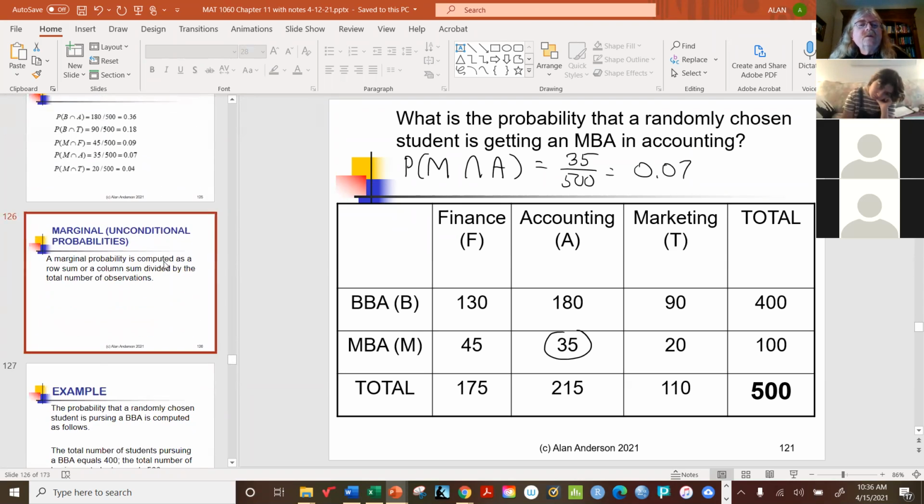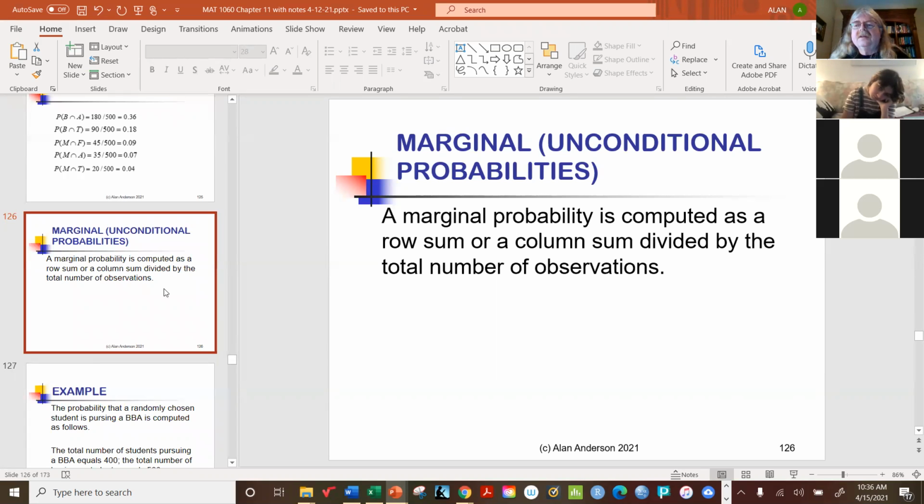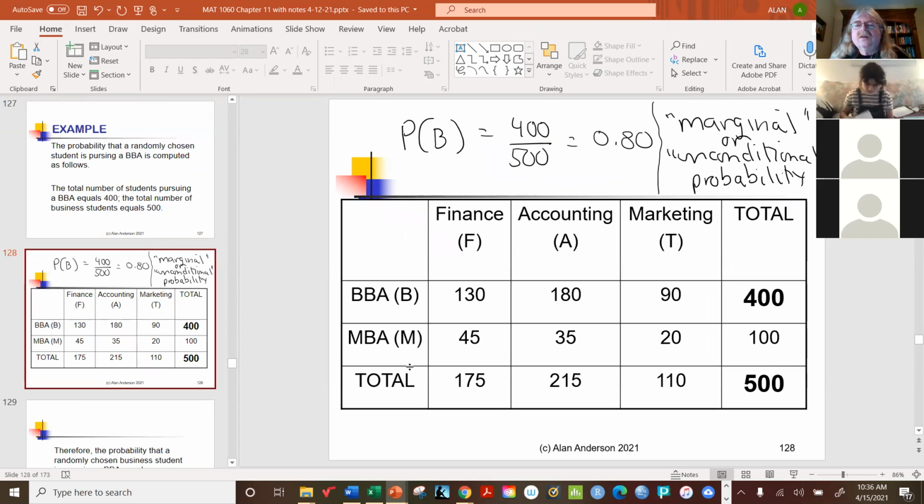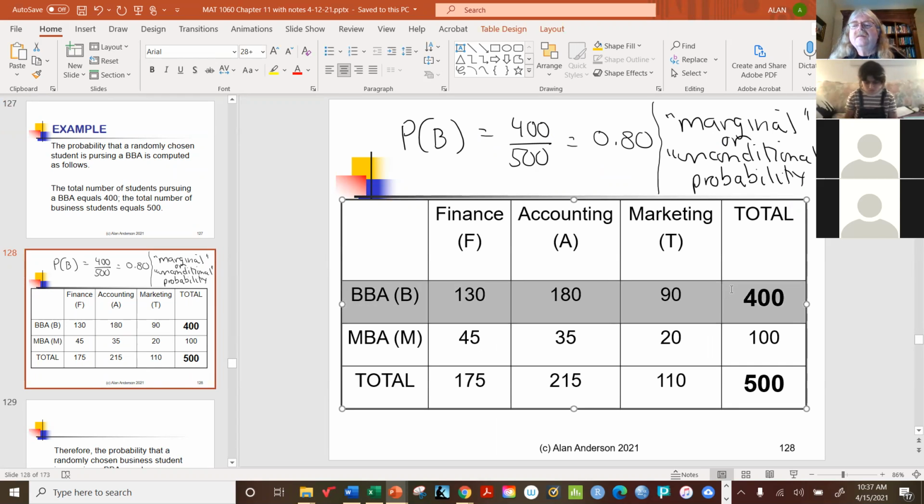We also introduced what are called marginal or unconditional probabilities. That means basically what I'm looking for is either a column total or a row total. For example, if I'm picking somebody and I want to know the probability that they're getting a bachelor's degree, regardless of their major, then I need to consider the total of all bachelor's degree students, which is 400, divided by the grand total of 500, which is 0.8, or 80%. There's an 80% chance that if I randomly pick somebody, they're getting their bachelor's degree. So this is called a marginal or unconditional probability.